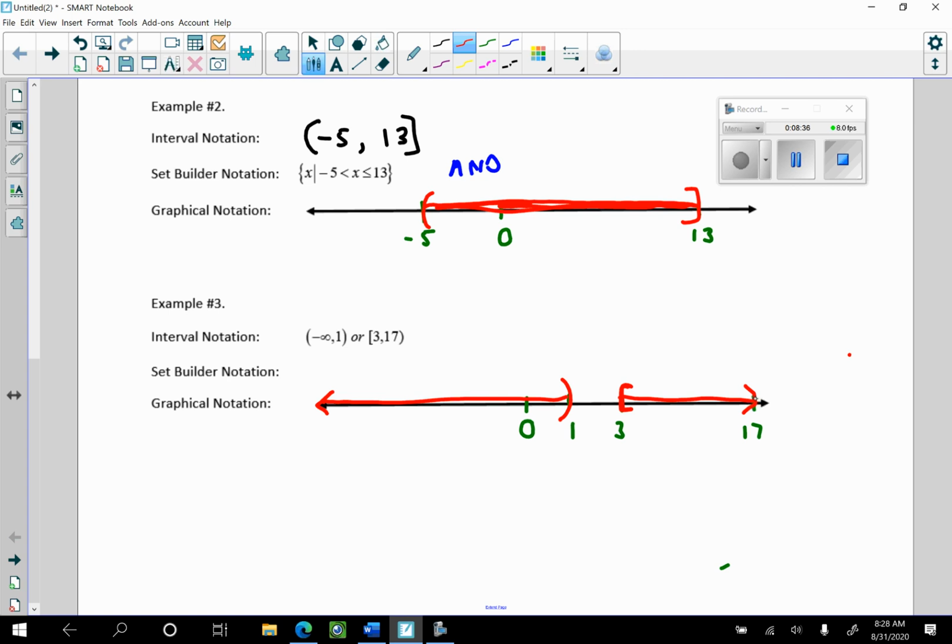Now that is to set a builder notation. Will you stop talking like that? I can't. You could. You just did.